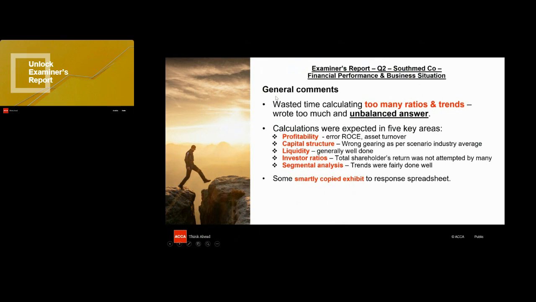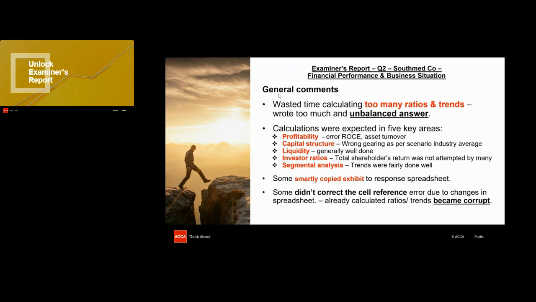Now, when you copy and paste, you need to understand one thing. Sometimes the cell referencing goes wrong. The ratios that were already calculated get corrupted, so you need to take care to correct that. Some, after copying and pasting, did not correct the cell referencing and there was an error due to the changes in the spreadsheet, and whatever ratios were calculated were either wrong or became incorrect.